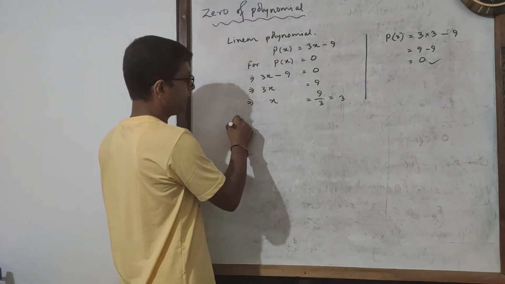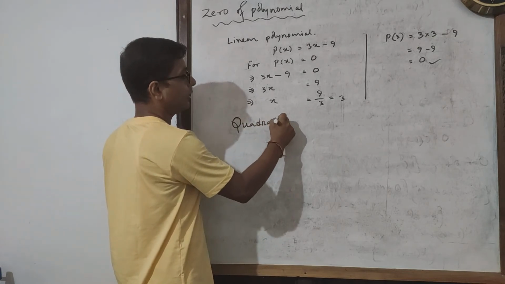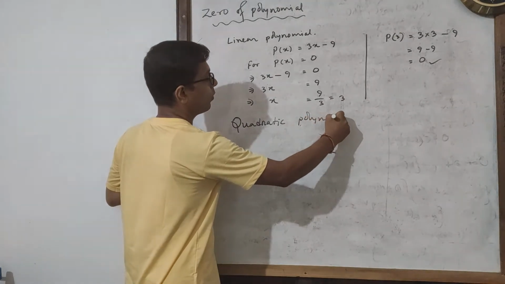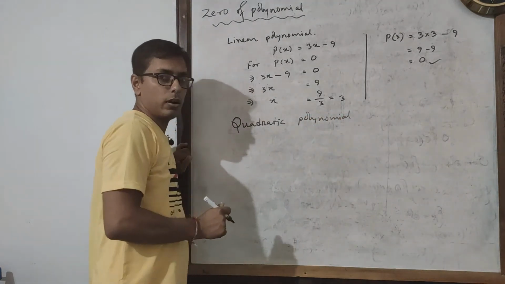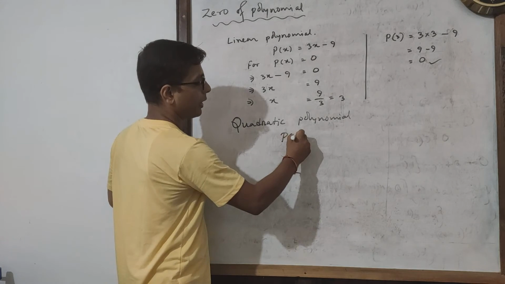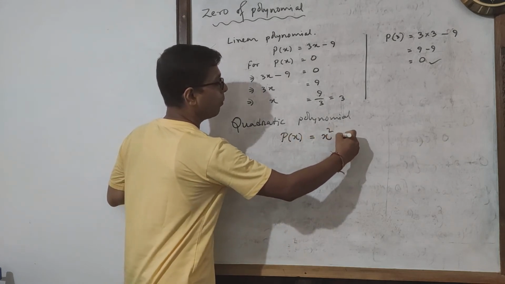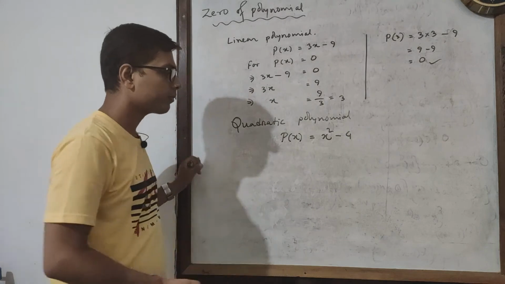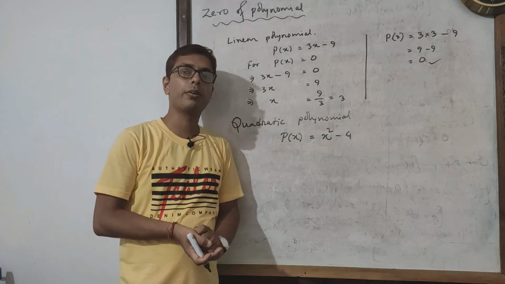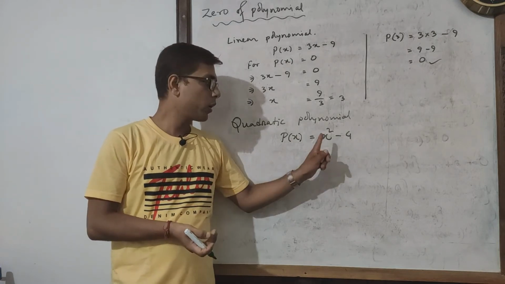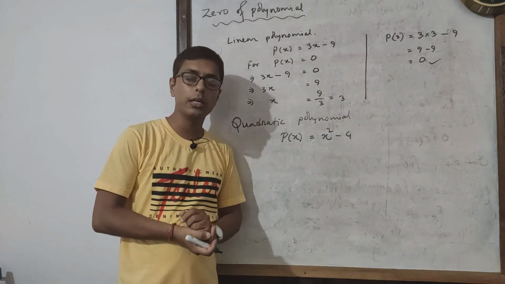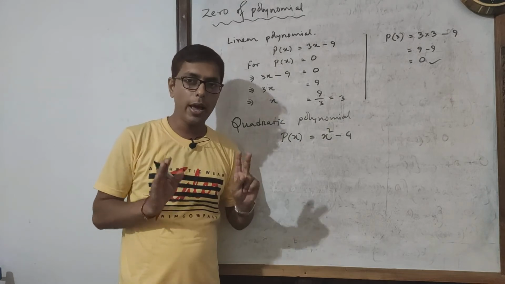Similarly, let us now consider a quadratic polynomial. Let us take a quadratic polynomial p(x) equals x square minus 4. Is it a quadratic polynomial? Of course it is. Why? Because the degree of this polynomial is 2. Since the degree of this polynomial is 2, it is called a quadratic polynomial. Is that clear? Any confusion?